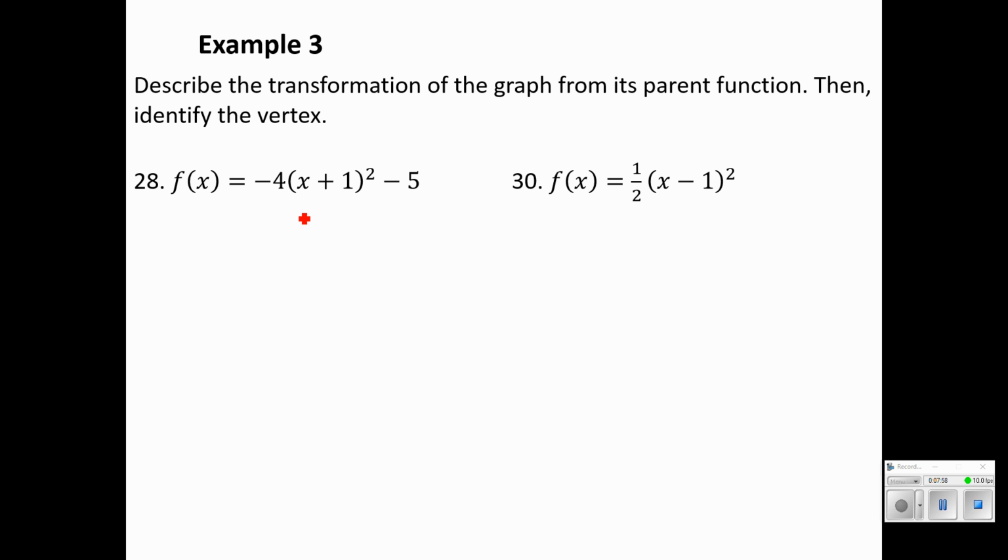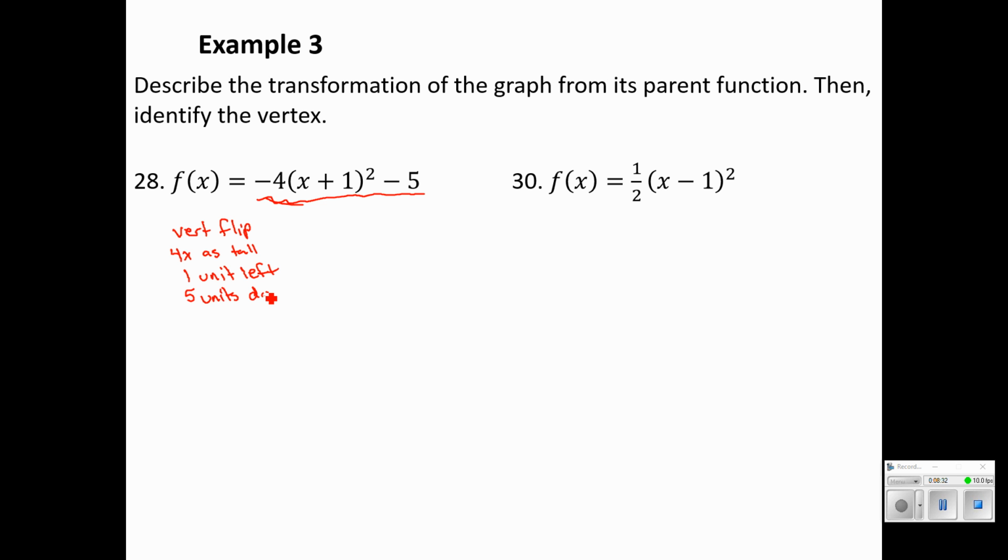All right, here, looking at our vertex form, describe the transformation from its parent function, then identify the vertex. So here you can see we've added more and more adjustments to our function. We've got a lot going on here. We've got a vertical flip. We are negating the height. It is 4 times as tall. And we have shifted that graph 1 unit to the left. And we've also shifted that graph 5 units down.